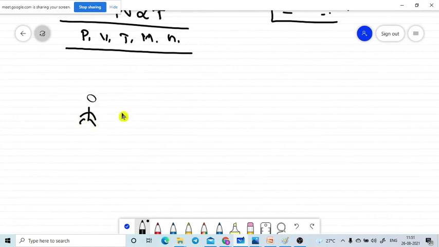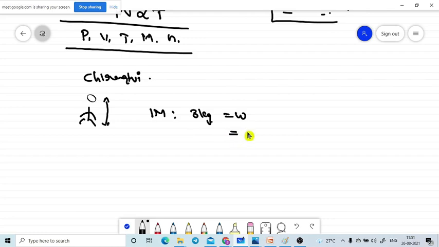See what I am taking. He is Chiranjeevi. So at the age of 1 month, the boy's weight is 3 kilograms. The height of the boy, let me take, is nearly half a meter. Half a meter means 0.5 meter. Let me take it like this. So the boy's weight is like this.